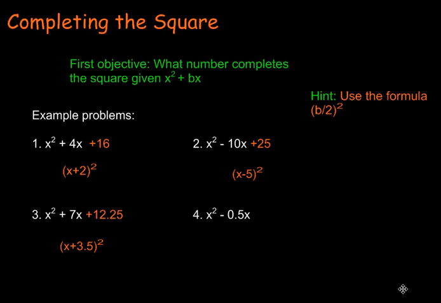For the fourth problem here, we have a decimal. The same formula applies: b divided by 2 squared. So we take negative 0.5, divide that by 2, which is negative 0.25, and square that. We end up with plus 0.0625, or you could write those as fractions. And the binomial squared would be x minus 0.25 squared.